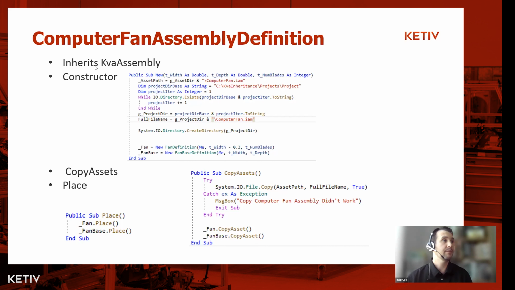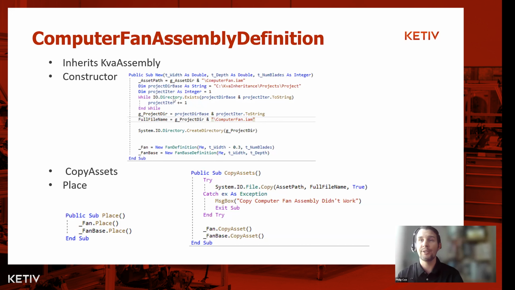So this inherits from KVA assembly, which means it gets all the methods from KVA assembly and all the properties from KVA model. It has a constructor that takes in the values we pull from the form. It has its asset path. I believe the computer fan assembly document is just a blank assembly document in this case. And then it has some code that references the project path.